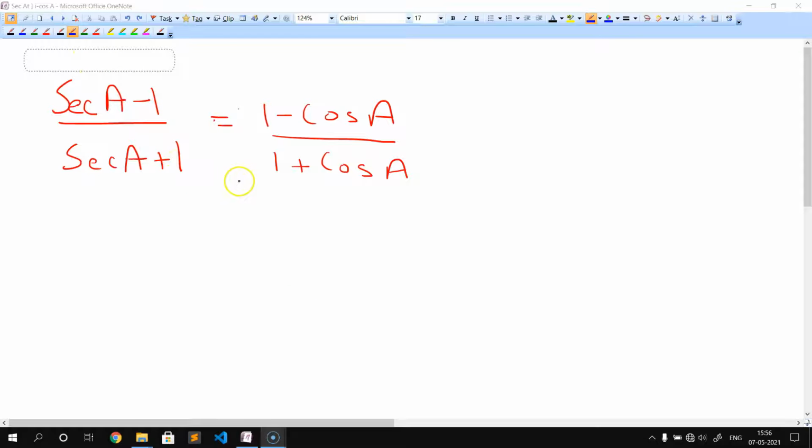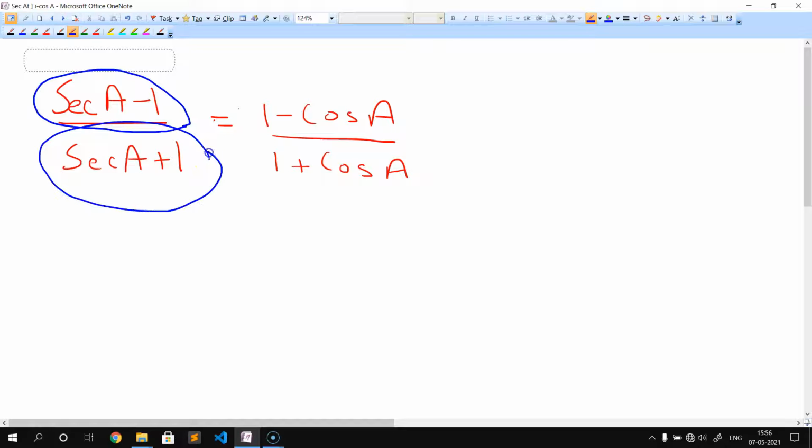According to me, I always try to solve the part of the question which is in sec, cosec and cot mostly, like this. In this, we will solve the left hand side. We will convert this: (sec a minus 1) upon (sec a plus 1) equals to (1 minus cos a) upon (1 plus cos a). So let's see what is the formula of sec.